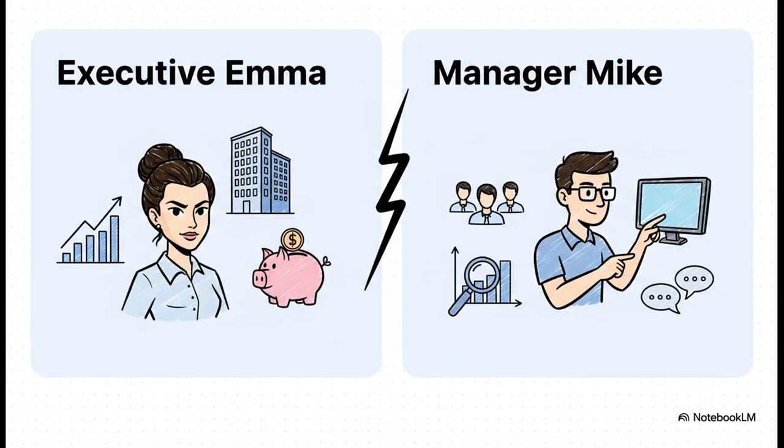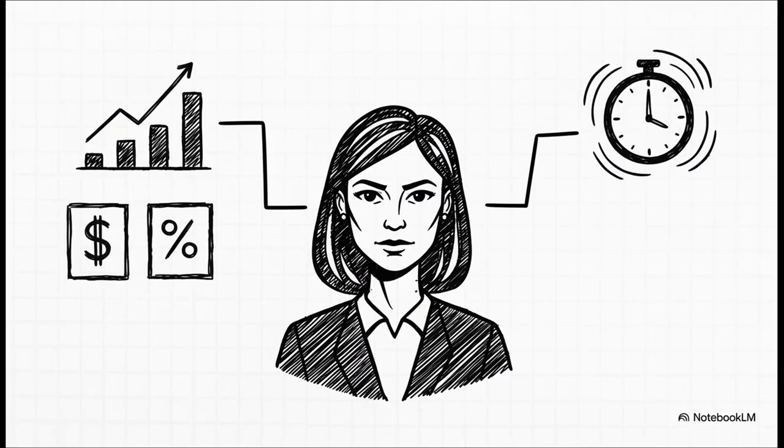Okay, let's make this really concrete. Let's meet 2 people. Executive Emma, she's the CFO, and Manager Mike, a sales manager. I mean, right away, you can see they have completely different jobs and totally different goals. There is no way they could use the same dashboard effectively. Emma, our CFO, she needs that 30,000-foot view. She's looking for high-level summaries, long-term trends, that kind of thing. And what's her biggest challenge? Time. She has almost none of it. So her dashboard has to deliver the most critical financial metrics in seconds. No fluff, just the bottom line.